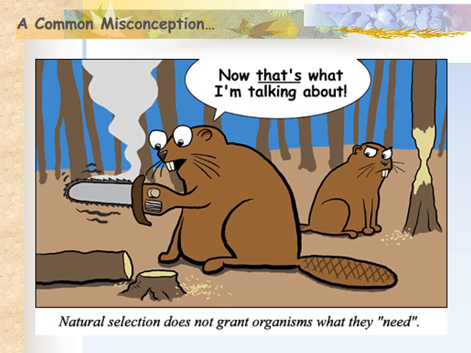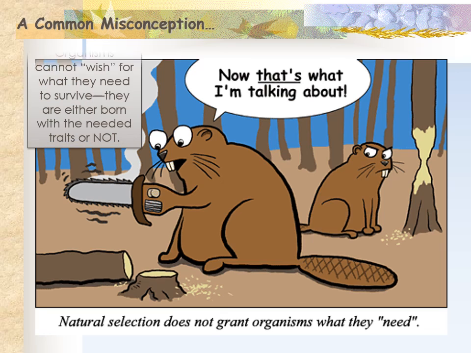One common misconception to be aware of: organisms cannot choose or wish for what they need to survive. They are either born with the helpful variations and adaptations, or they are not. Sometimes they might be born with good adaptations for one environment, and then the environment changes, and they don't have the right adaptations to succeed in that changed environment.